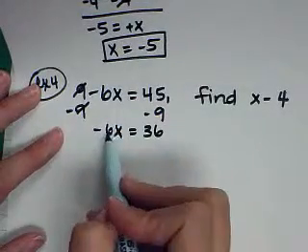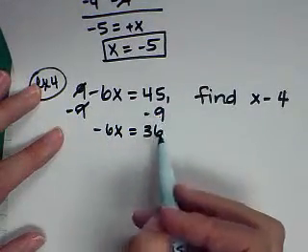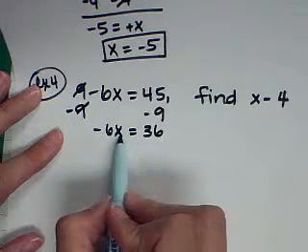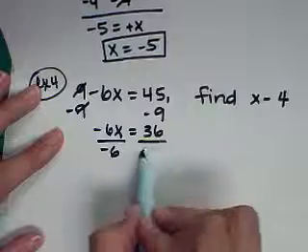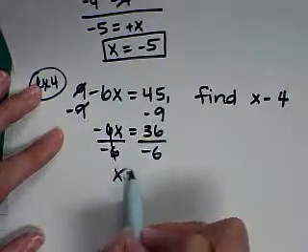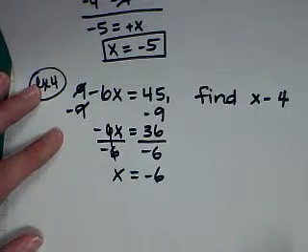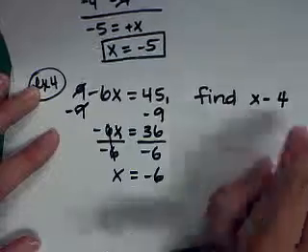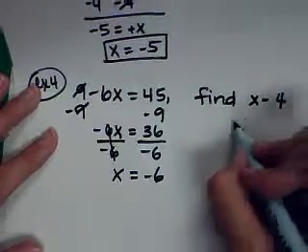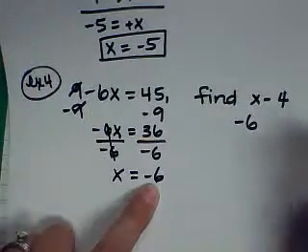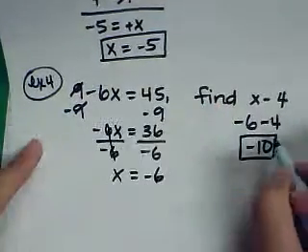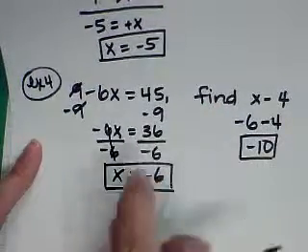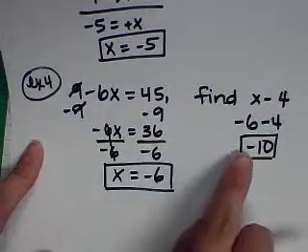I carry down the negative 6x. 45 minus 9 is 36. Now next, x is being multiplied by negative 6. The opposite is to divide by negative 6. And x equals negative 6. Now, I was asked to find x minus 4. So in for x, I can plug negative 6 because that's what it equaled. Subtract 4, and I get negative 10. So I have two answers. One is that x equals negative 6, and the other is negative 10.